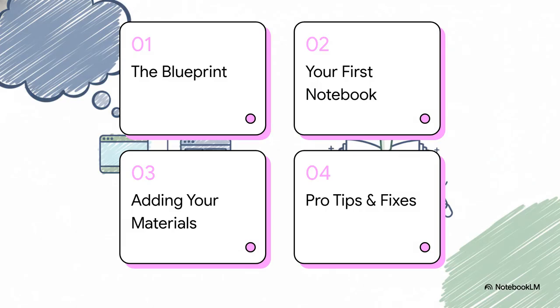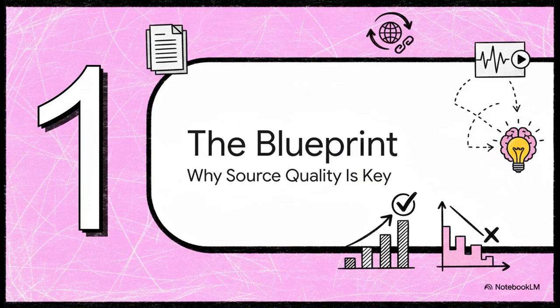So here's our game plan for this explainer. We'll start with the why, the blueprint for quality, then we'll walk step by step through creating your first notebook, explore the 6 different ways to add your materials, and then wrap it all up with some essential pro tips and troubleshooting. Sound good? Okay, let's put on our hard hats for a second.